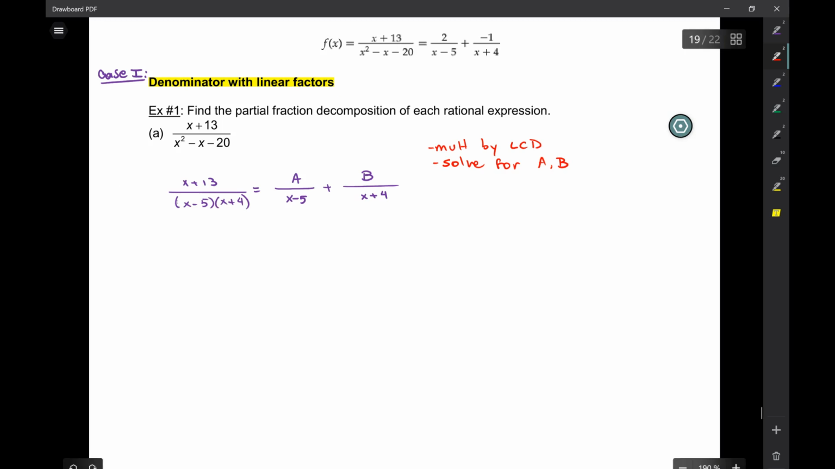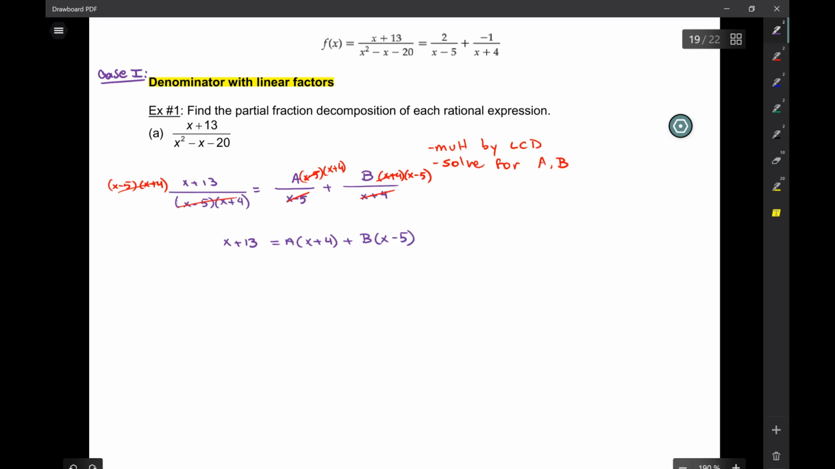Okay, so multiplying by the LCD, x minus 5, x plus 4. Remember, what you do to one, you have to do to all of them. So everything here cancels. The x minus 5's cancel here. The x plus 4's cancel there. So let's just see what we have left. x plus 13 is equal to A times x plus 4 plus B times x minus 5.